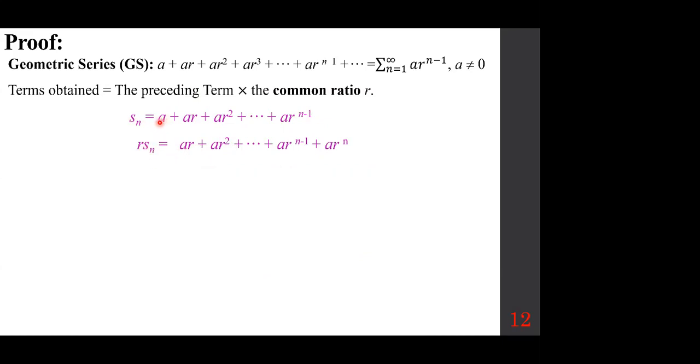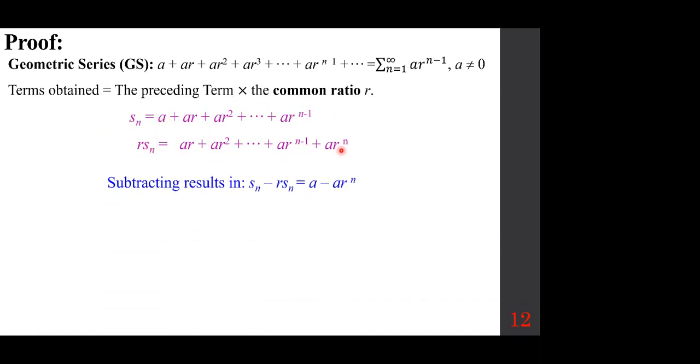So now, we are multiplying the first one by R. So this A becomes AR. This becomes AR squared. And this last one becomes AR to the power of n. Now subtract the second line from the first line. These two cancel out. Everything cancels out except A and A times R to the power of n. So S sub n minus R S sub n equals A minus A R to the power of n.